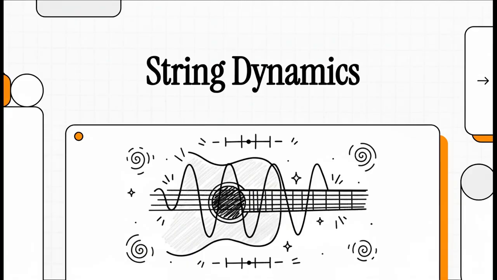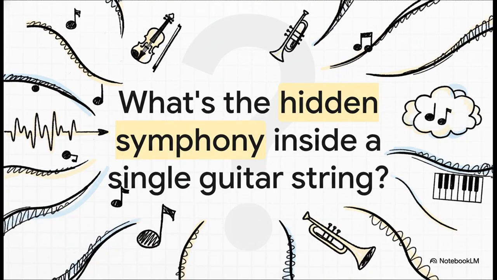So, that's the big question, isn't it? What is this hidden symphony? It seems like such a simple thing, a vibrating string, but the answer is what gives every single instrument its own unique voice. It's why music hits us the way it does. We're going to break it all down.